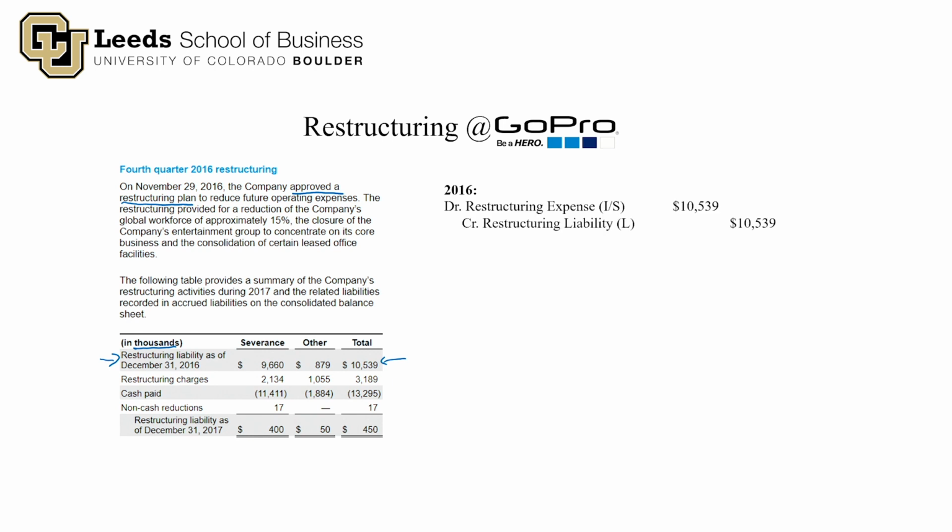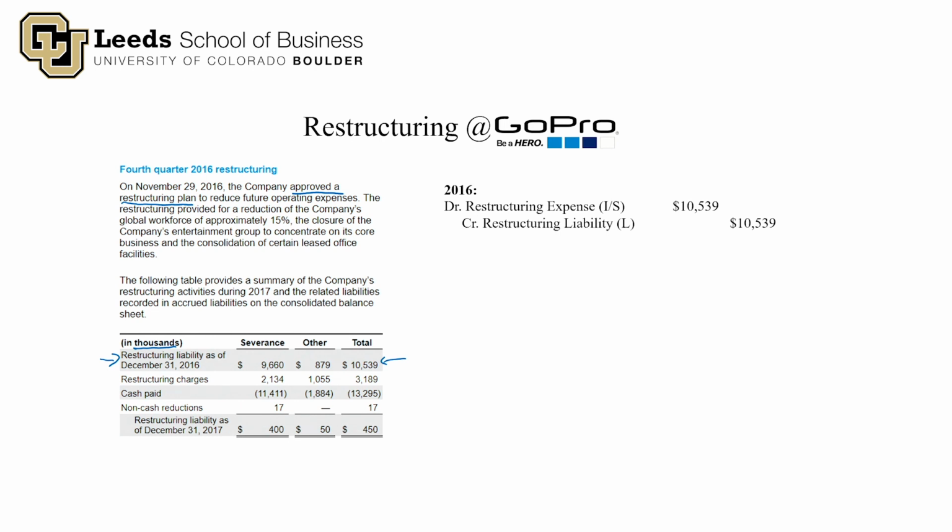So in 2016, they set up the liability. They debited restructuring expense on the income statement and credited restructuring liability on the balance sheet for $10,539,000. And that's how they established this liability in 2016. So as of December 31st, 2016, here they have a credit balance and liability account of $10,539,000. Well, during 2017, some events happened, right?